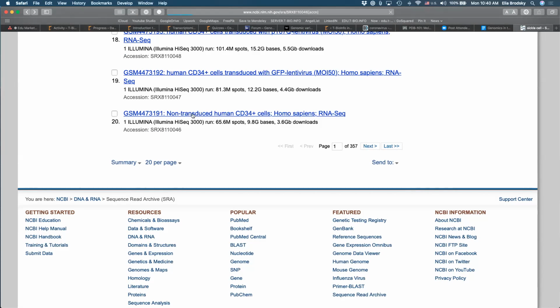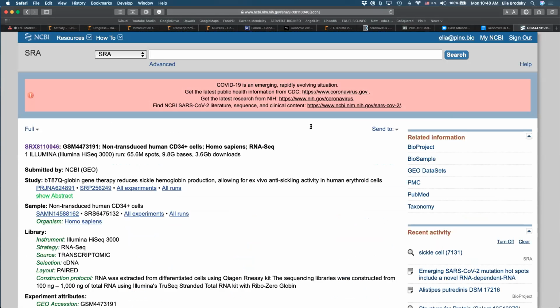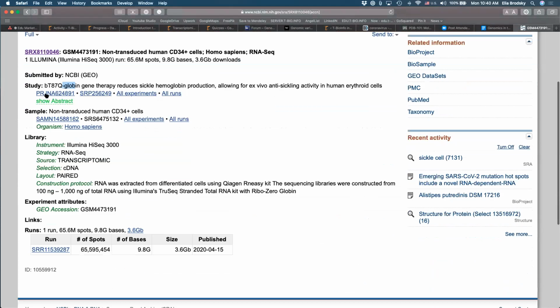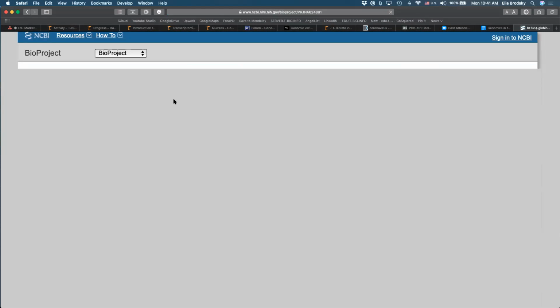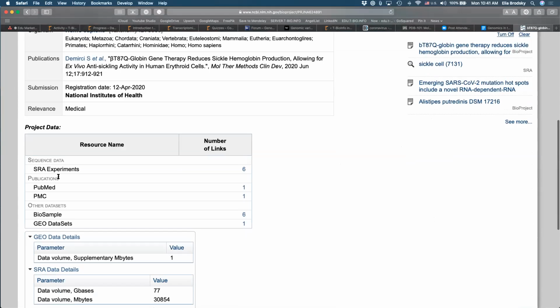Here's an example of RNA-seq, and it's probably because this is ex vivo anti-sickling activity in human erythroid cells. This gene therapy reduces sickle hemoglobin production, allowing for ex vivo anti-sickling activity in human erythroid cells. And if you go from here to the bioproject, you will probably find more data sets. So here we have 6 SRA experiments, and they are probably some kind of a comparison.